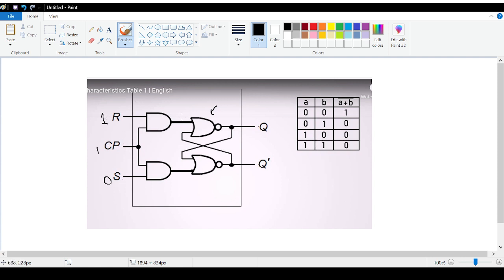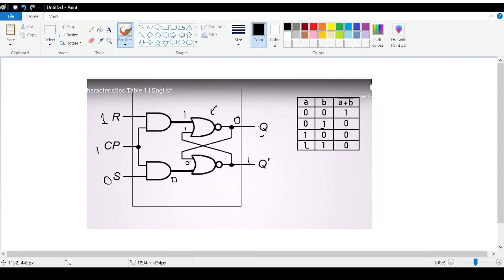So 1 and 1 over here, I'll pass 1 here, and 0 and 1 will be 0. Notice in a NOR gate, if either of the inputs is 1, then the output is always 0. So Q will be 0 here, and then 0 will be passed in this part. 0 NOR 0 will be 1, and then 1 will be passed here. So 1 NOR 1 will be 0. So here Q is 0 and Q bar is 1.